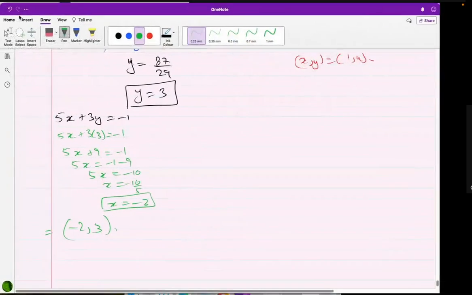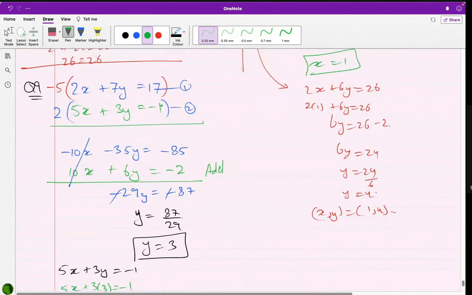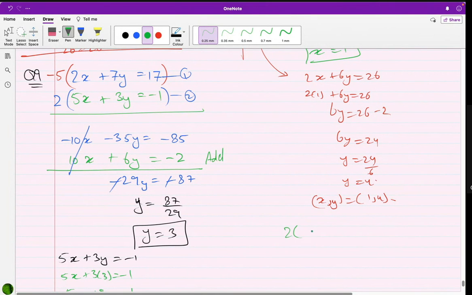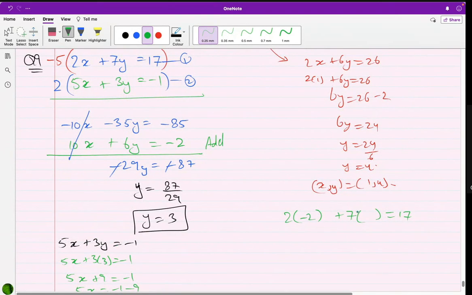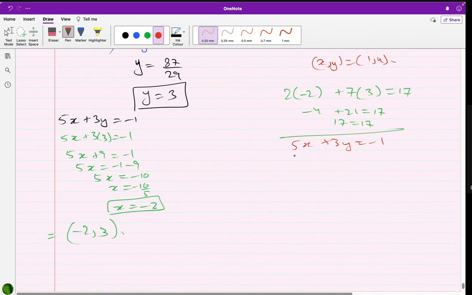Now in exam, this is complete, but we can make a check quickly. So 2 into x plus 7 into y equals 17, and the values were minus 2 and 3. So this is minus 4 and 7 times 3 is 21. 21 minus 4, 17 equals 17. First equation done. Second equation, 5x plus 3y equals minus 1. And 5 into minus 2 plus 3 into 3 equals minus 1. Minus 10 plus 9 equals minus 1. Minus 1 equals minus 1.